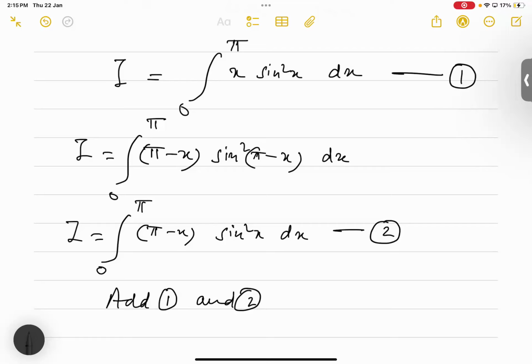Upon differentiating x of this, which is minus half. Chain rule you forgot. So equation one is this one.